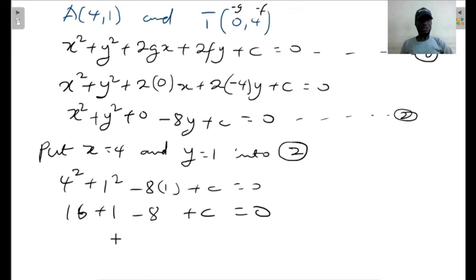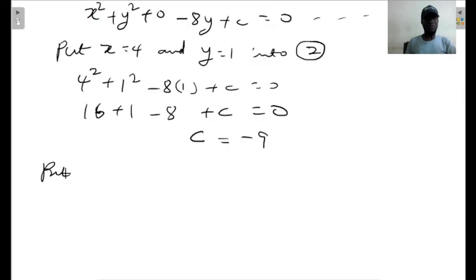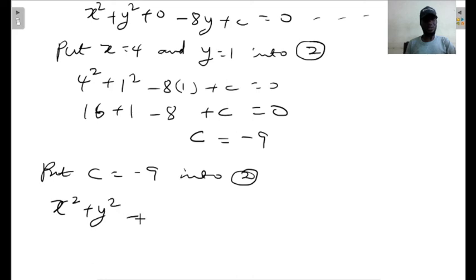This is 17. 17 minus 8 is 9. And making c the subject, c becomes negative 9. We put c equals negative 9 into equation 2. So equation 2 now becomes x squared plus y squared minus 8y minus 9 equals 0.